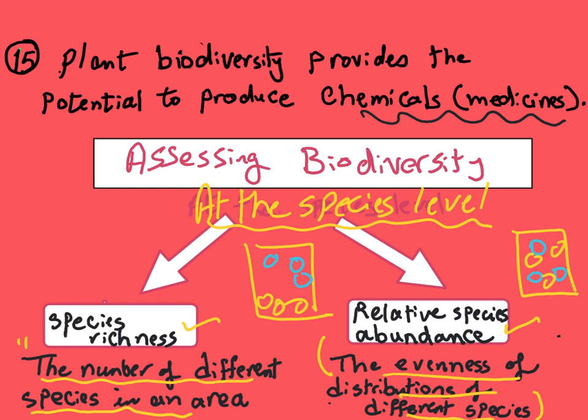Species richness means how many species do we have? So we can have two areas. One of them has three or four different species, while another area has only two species. So we can say here that the area on the right is less rich than the area on the left, as it contains a fewer number of species than the one on the left.